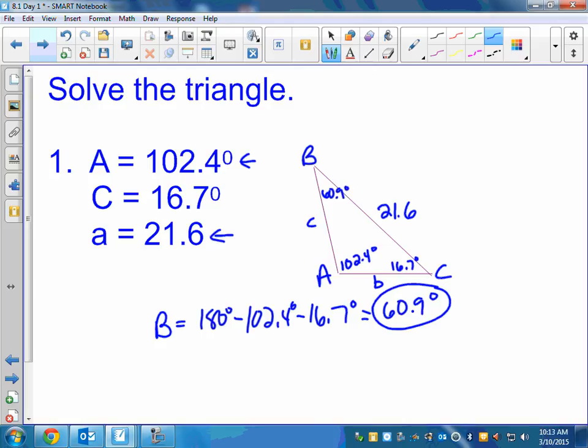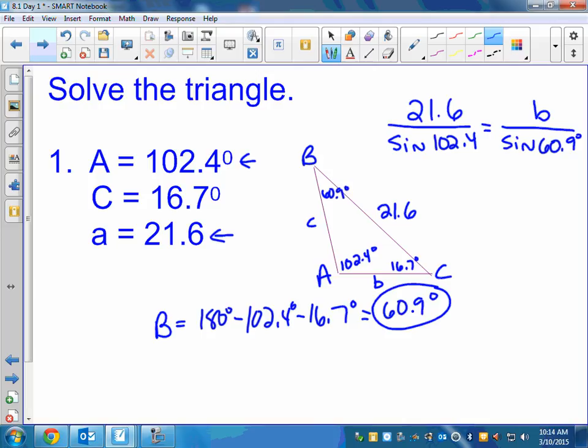So can I say that 21.6 over the sine of that angle, which is 102.4, equals... which one do you want to solve for first, B or C? I'm solving for B, which means what do I have to put on the bottom? The sine of angle B, which is 60.9 degrees. Notice I put the sides on top because that's what I'm solving for.